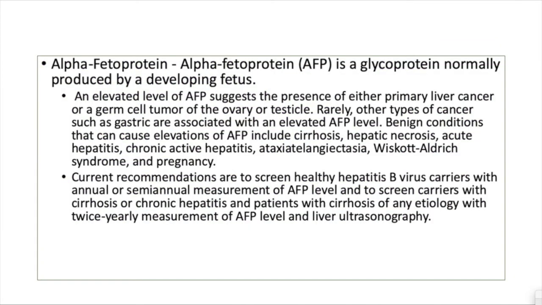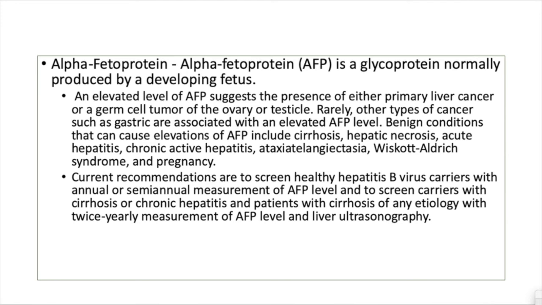Then there is alpha-fetoprotein, also called AFP. It is produced by the developing fetus. An elevated level of AFP suggests the presence of either primary liver cancer or germ cell tumor of the ovary or testicles. Rarely, other types of cancer such as gastric cancer are also associated with elevated AFP. Benign conditions such as cirrhosis, hepatic necrosis, acute hepatitis, chronic active hepatitis, ataxia telangiectasia, Wiskott-Aldrich syndrome, and pregnancy can also lead to elevated AFP levels.